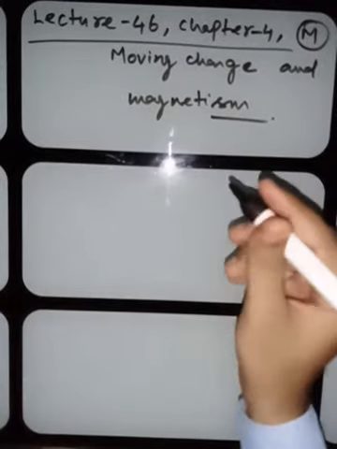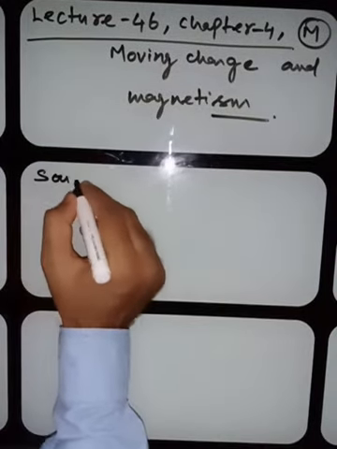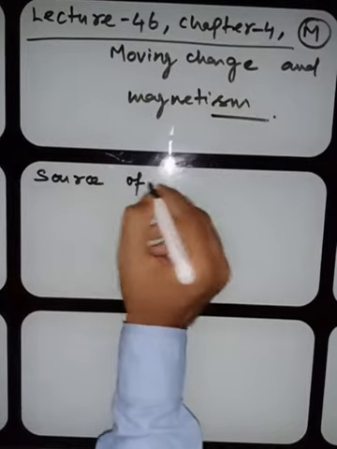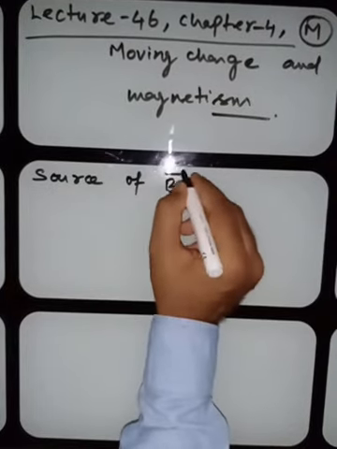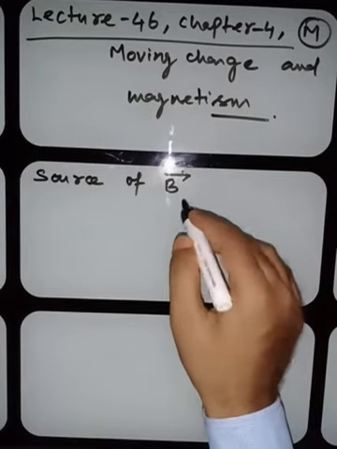Here we are writing the sources of magnetic field, and we have three sources. Remember, source of magnetic field. We will represent magnetic field by B. It is a vector quantity, that's why I'm putting an arrow here.